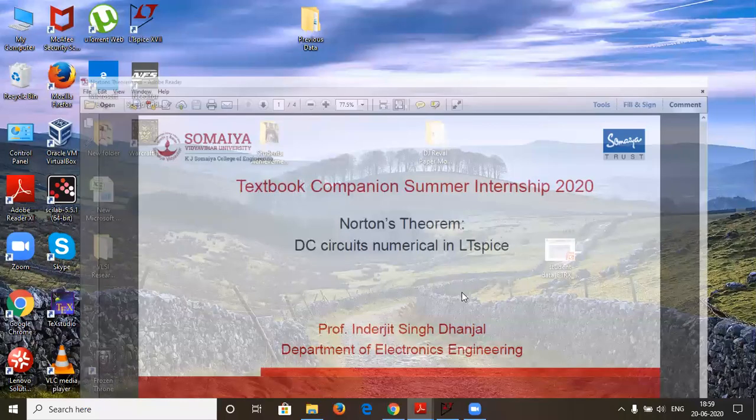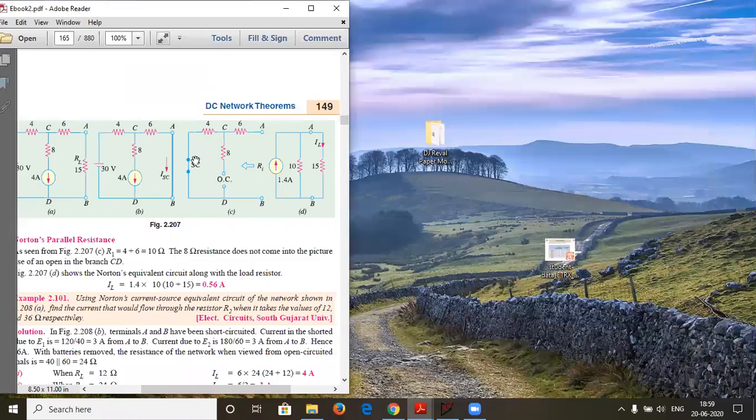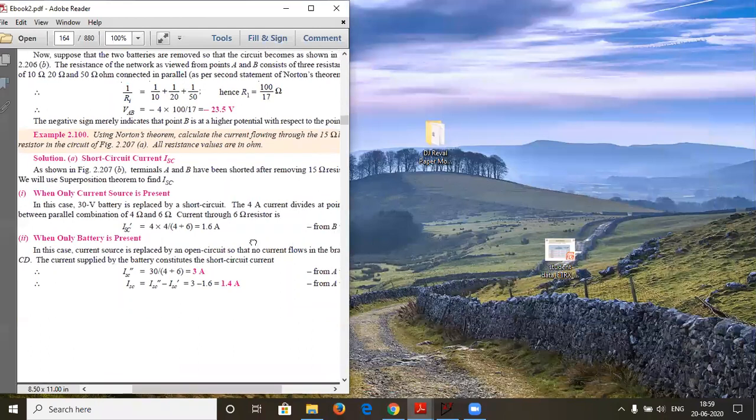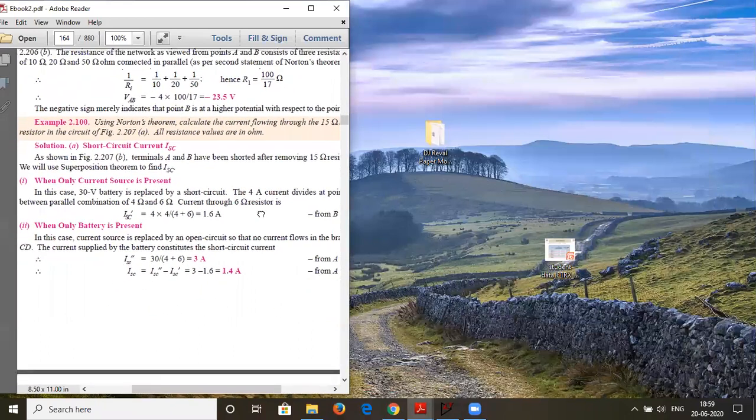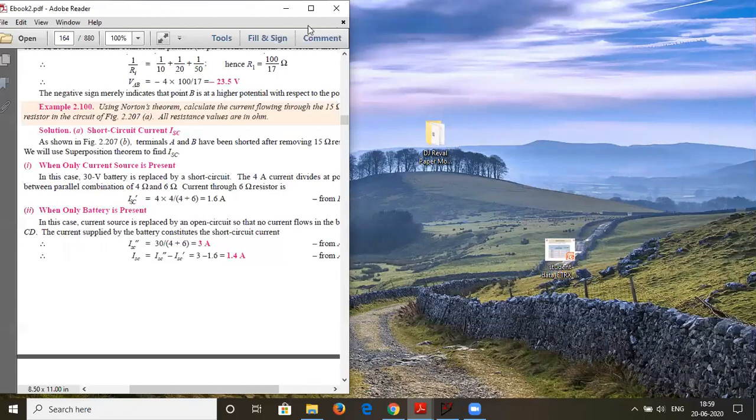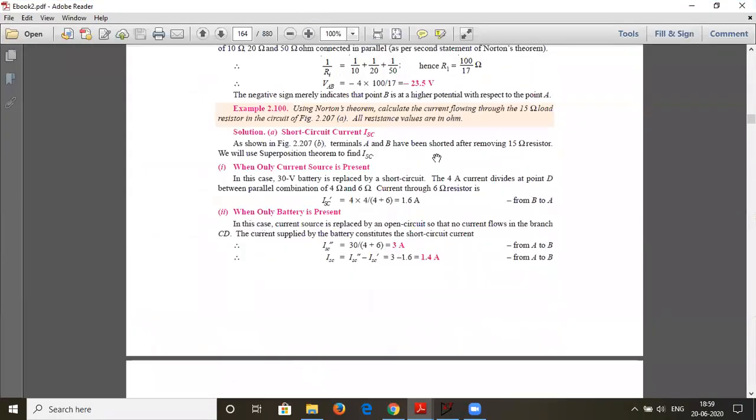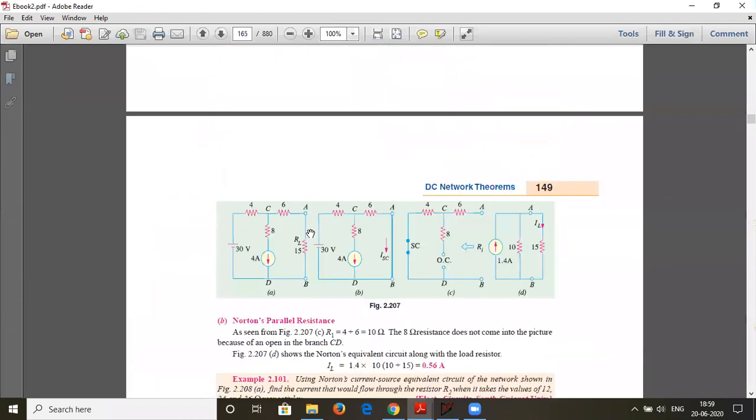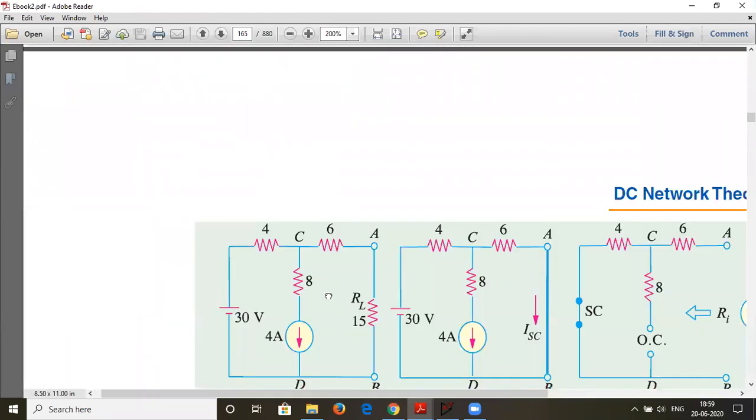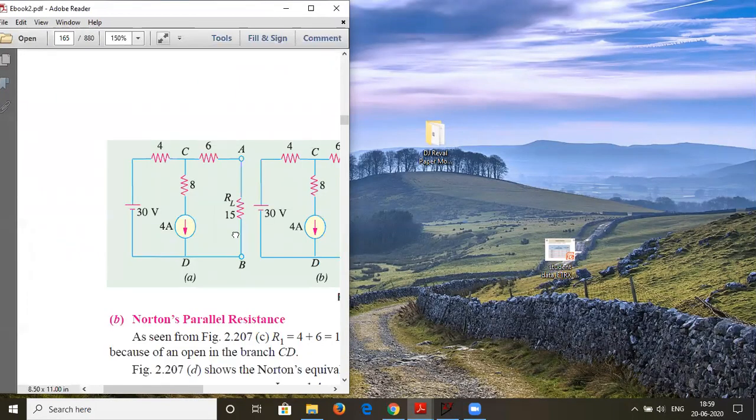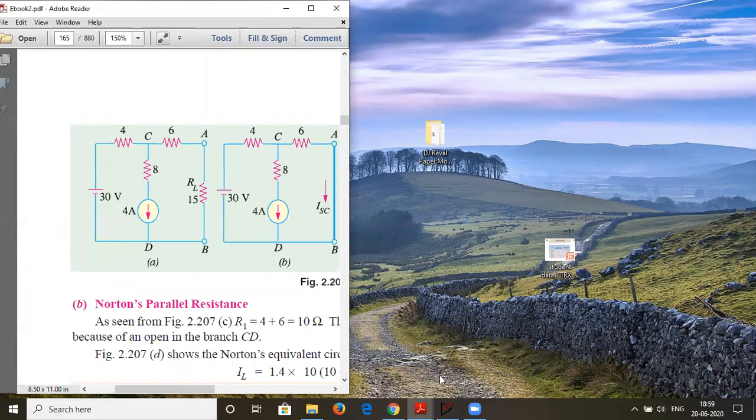So first we'll consider a numerical example. This is from a textbook on DC circuits by BL Thareja. The topic is DC circuits. Basically, we have to find the current flowing through the 15 ohm resistance over here. So here is my main circuit. We have to find the current through the 15 ohm resistance using Norton's theorem. So let us start building up the circuitry in LT-SPICE.